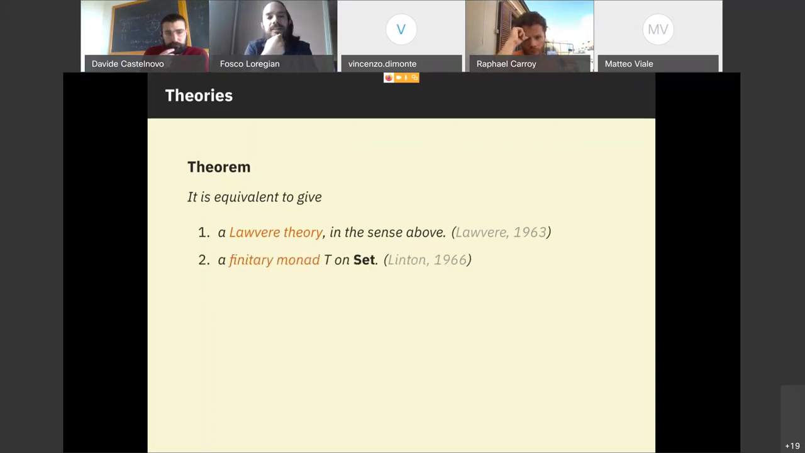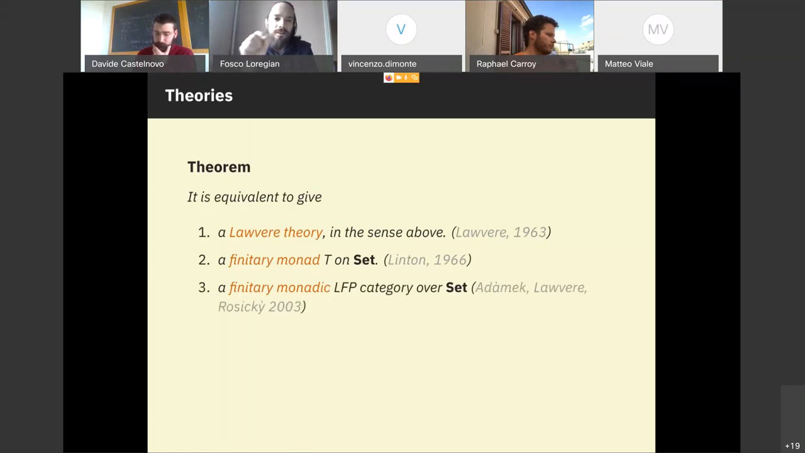1963. Slightly later, Linton proved that a Lawvere theory is uniquely determined by a finitary monad T on the category of sets. A monad, I guess all of you know; finitary means that T commutes with a certain class of colimits, the colimits that are indexed over a finitely filtered category. Again, very late, but this theorem was in the air for quite some time. This 2003 is just the moment when the right set of people met together and wrote down the theorem that was considered a folkloristic result.